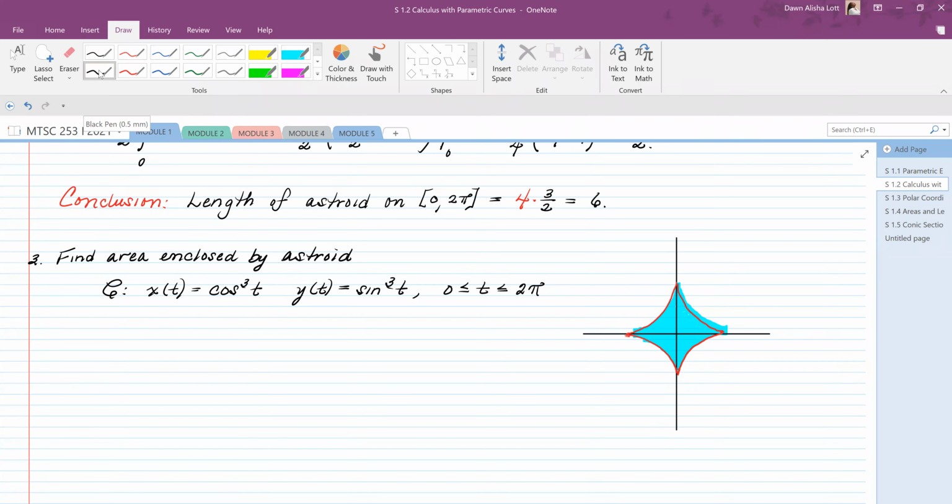Okay. So we know that our area in general is the integral from A to B of f of x, which is y, dx. And we already converted this to the integral. Now we don't know whether or not we're going to have A or B. I'm sorry, alpha or beta.